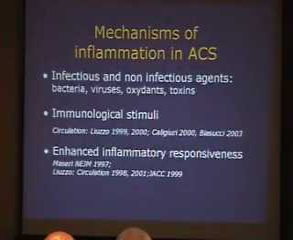So the mechanism of inflammation during these acute coronary syndromes could be infections and non-infectious agents: bacteria, viruses, oxidants, toxins, immunological stimuli, as shown in these papers that we published with Giovanna Liuzzo in Circulation, 1999-2000, with Pina Caligiuri and Goran Hansson in 2000, with Gigi Biasucci in Circulation 2003, where we found antibodies against heat shock protein 60 of chlamydia in patients with acute coronary syndromes, but not in stable patients.